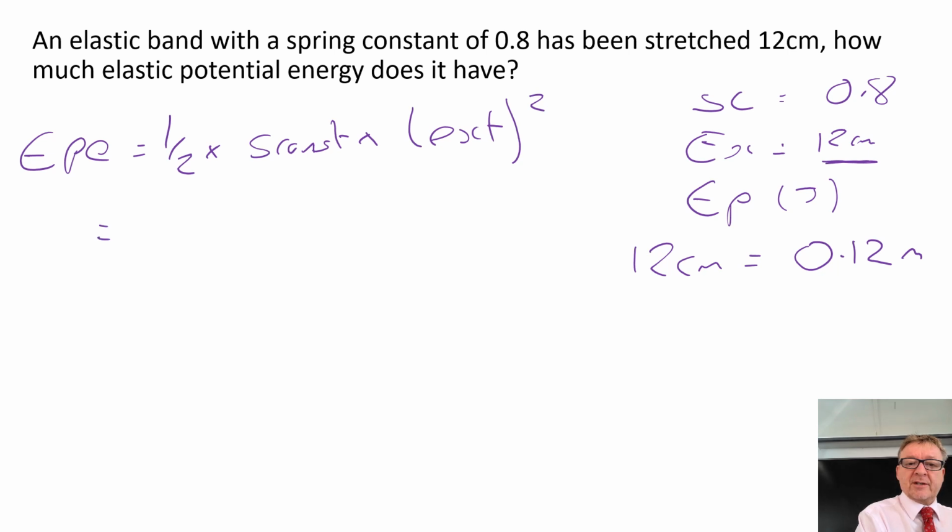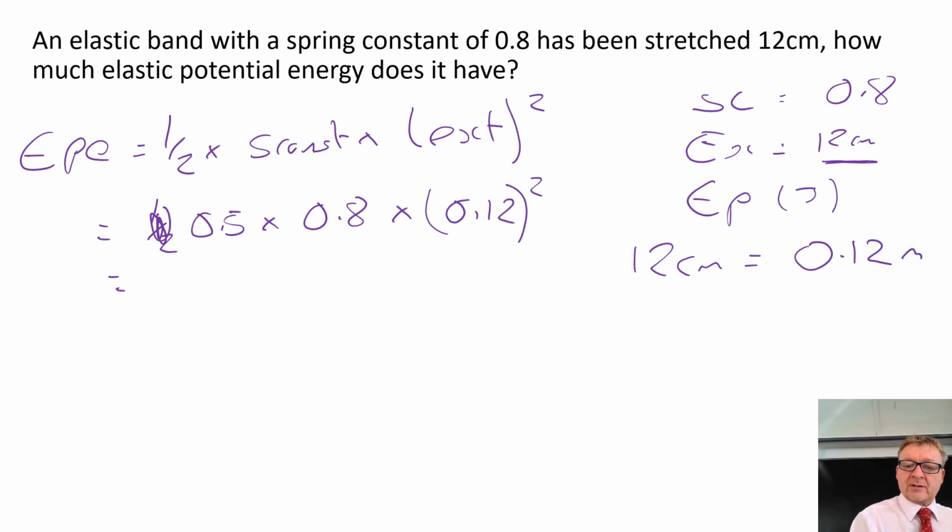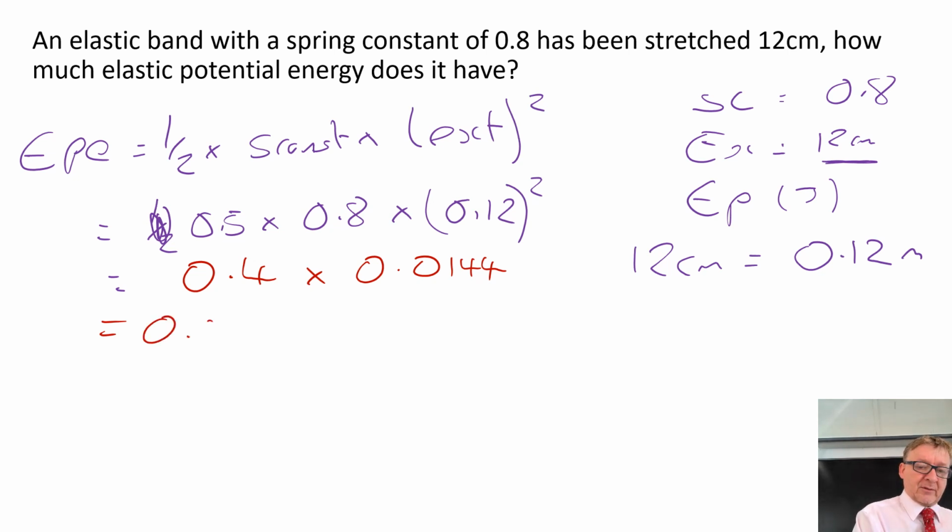So potential energy is half, I'll do that as a decimal, just makes more sense to me, times spring constant times 0.12 squared. So let's then do half of 0.8 is 0.4, multiplied by 0.12 squared is 0.0144, which I've obviously used in my calculator. 0.4 times 0.0144 is 0.00576 joules. Okay, all you got to do is just use the numbers. If you just use the numbers, then you're never going to have a problem, all right? Even if it feels like it's going to be silly.